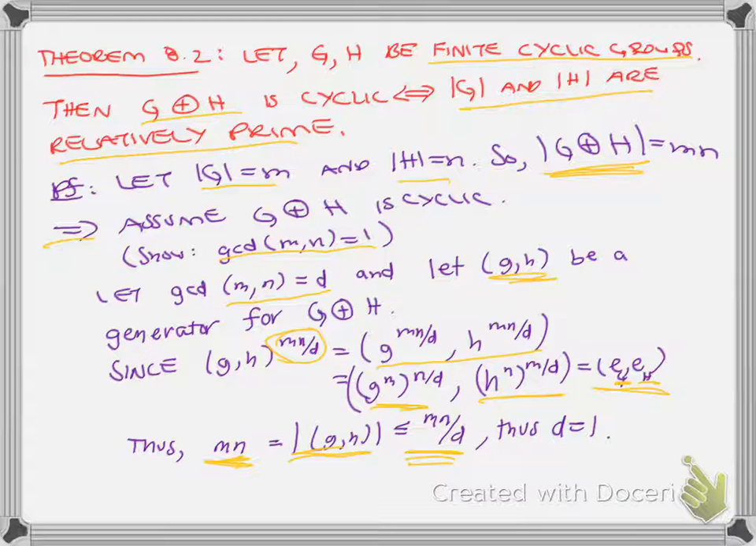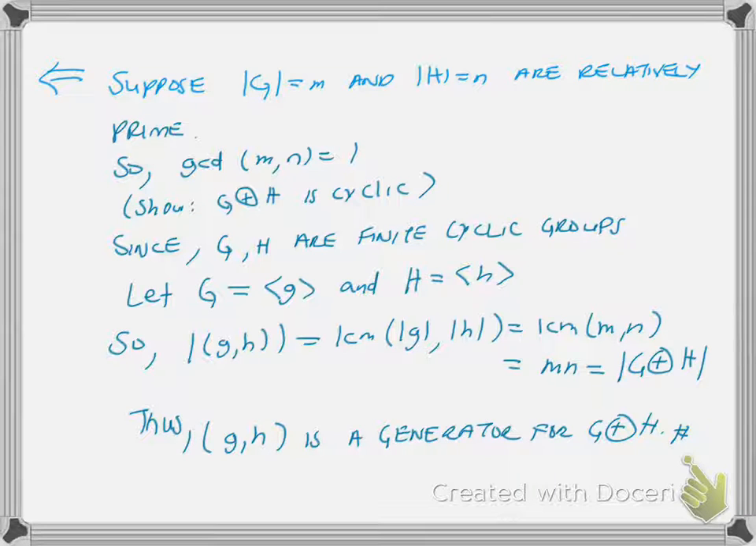thus D has to equal 1, because D being positive, if it was anything else, then that would be smaller than M times N, right? And so that would negate the fact that Mn is our order. Okay, Mn is the order of (g, h). Okay. Hopefully that made sense. Of course, take your time to marinate on that and go back over it. Let's look at the other way. So now we're supposing that the order of G, which is M, and the order of H, which we're still calling N, we're assuming that they're relatively prime.